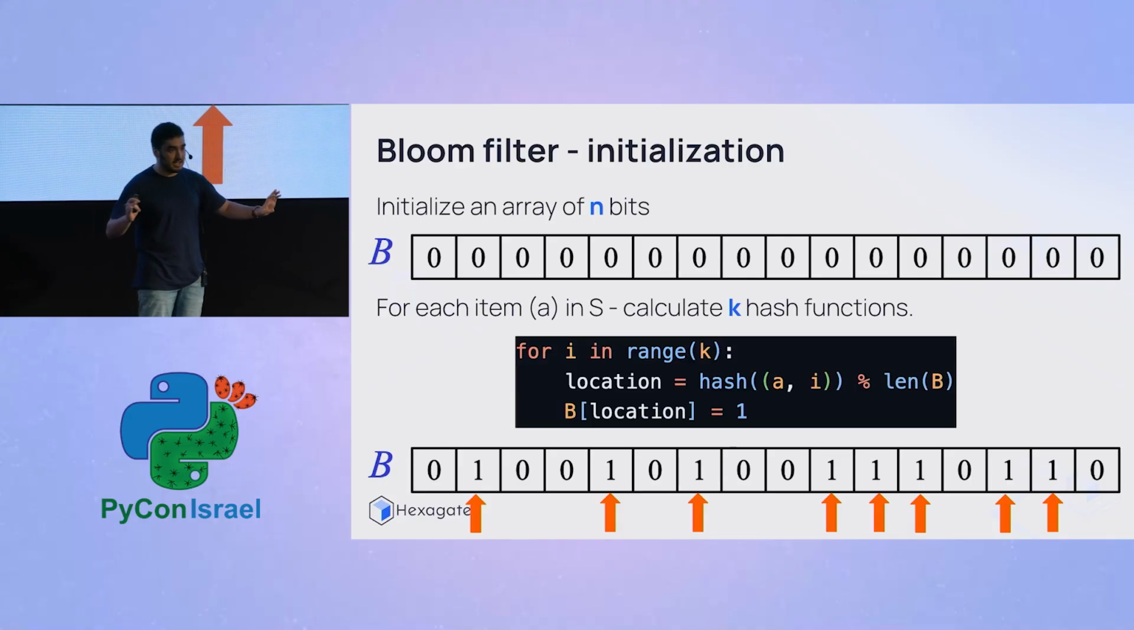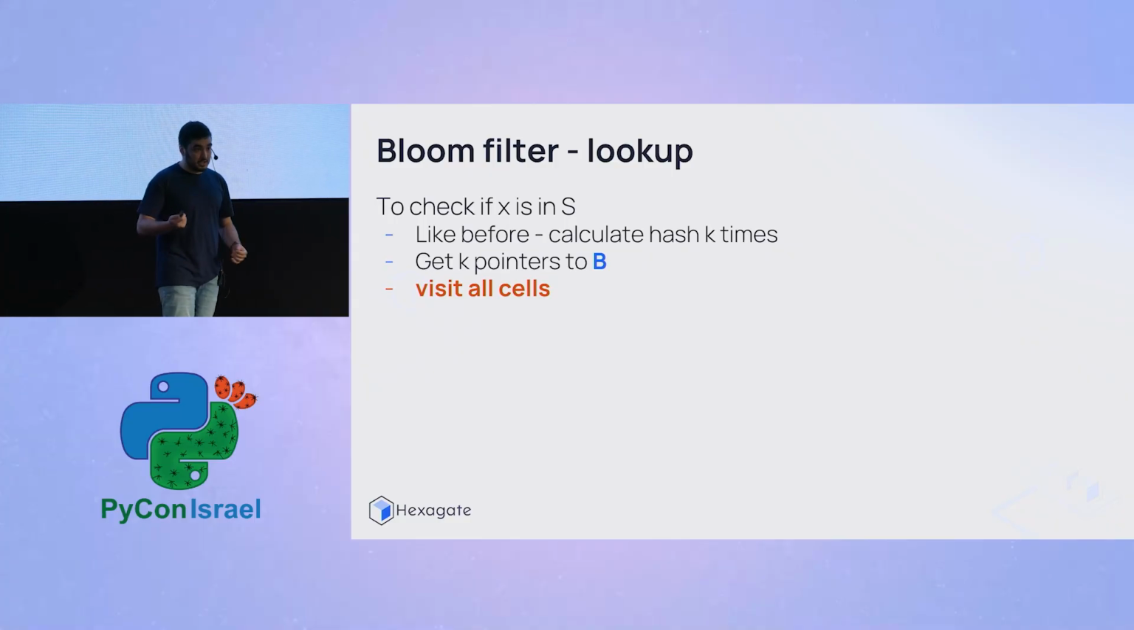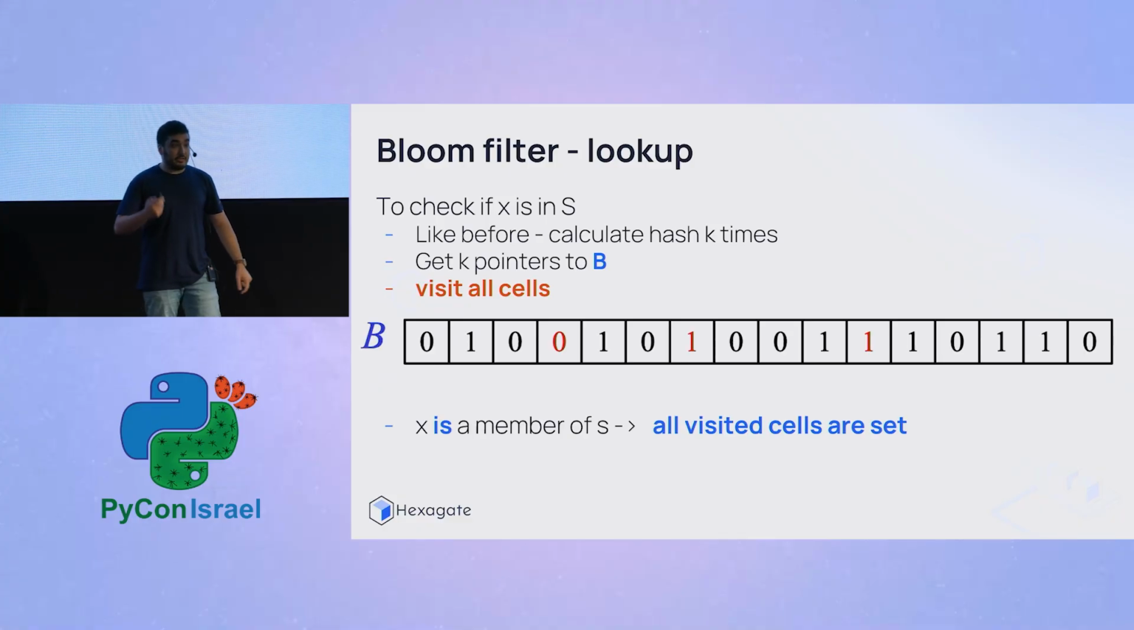Now the Bloom filter is initialized, and we can start looking up inside it. So how does the lookup work? We basically do the same logic we did in the insertion. We get an item x, we calculate the same k hash functions, we get k pointers into this array, into B, and then we visit all of these cells and check if all of them are 1. Now, if the item was indeed a member of the original set, then because we did the initialization in the same way, all of the bits must be set to 1. The Bloom filter would always say yes, good.